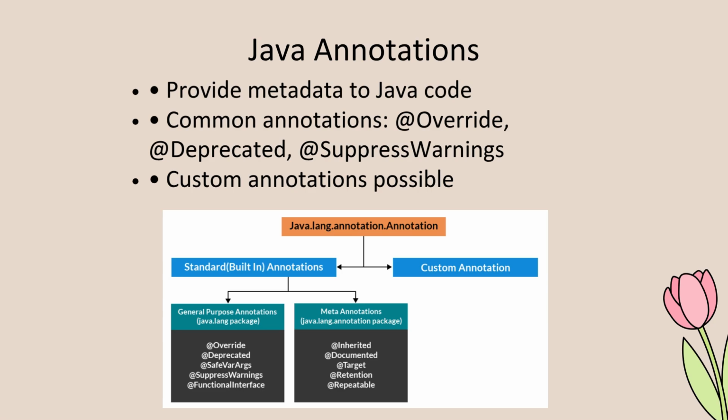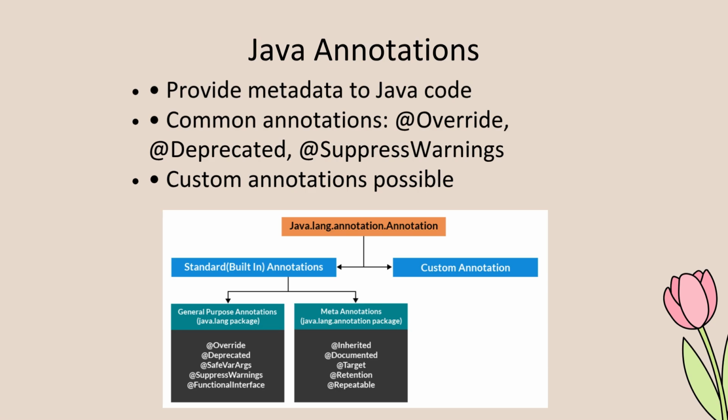Next up, we have Java annotations, a powerful feature introduced to provide metadata to Java code without altering its execution logic. Annotations essentially embed supplementary information directly into your source code, which can then be processed by compilers for checks, by development tools for code generation or analysis, or by runtime frameworks for configuration or behavior modification.